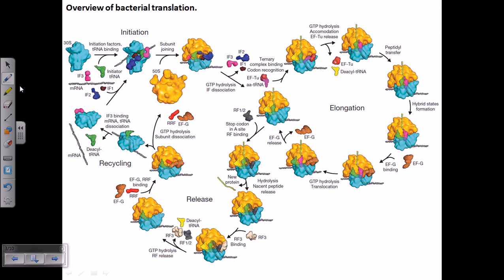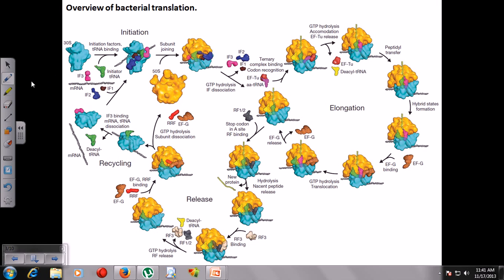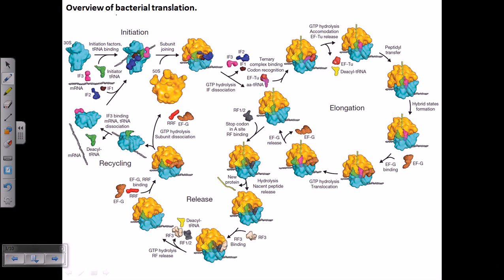So let me change the color first. Let me take the black color for this explanation. Now you can see at the very beginning we need to arrange the ribosome, because here we are talking about bacterial translation. In this process we are talking about mainly four stages of translation.